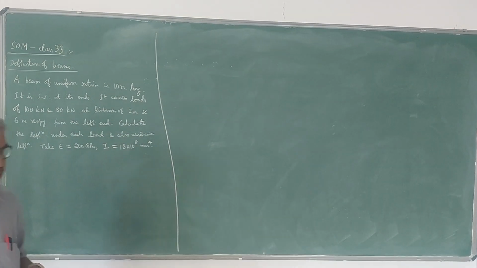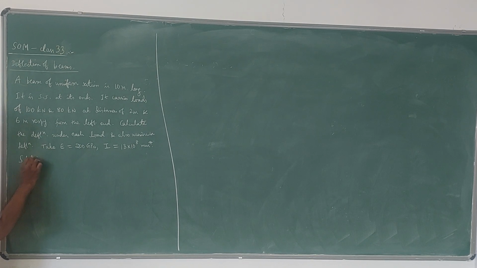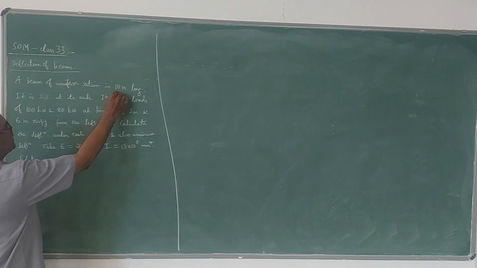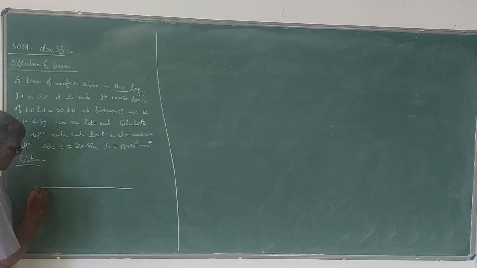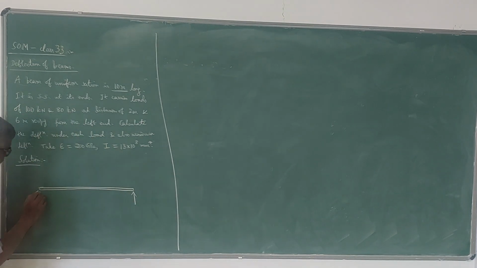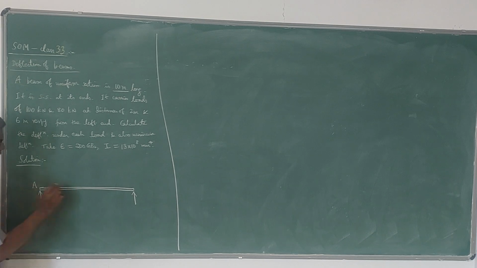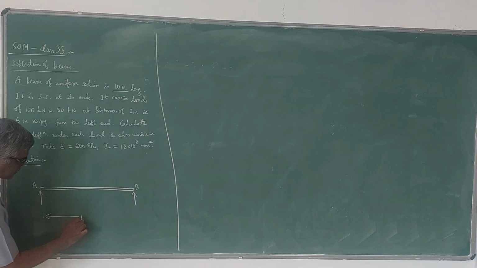Figure is not there, so we have to draw the figure. So the solution is like this. Let us draw the figure first. A beam of uniform section is 10 meters long. So the span of the beam is 10 meters and it is simply supported at the ends A and B. Total span is 10 meters.